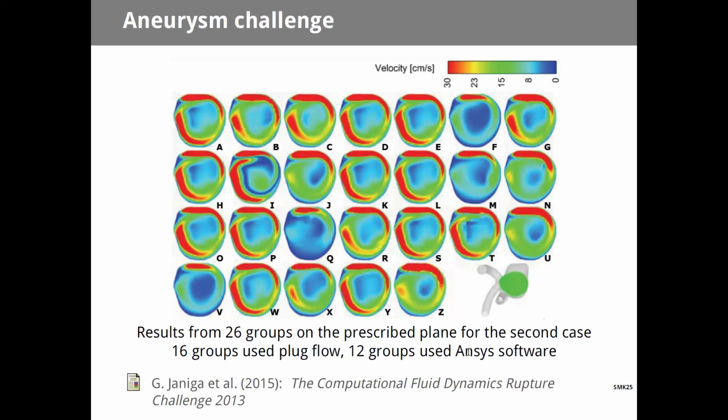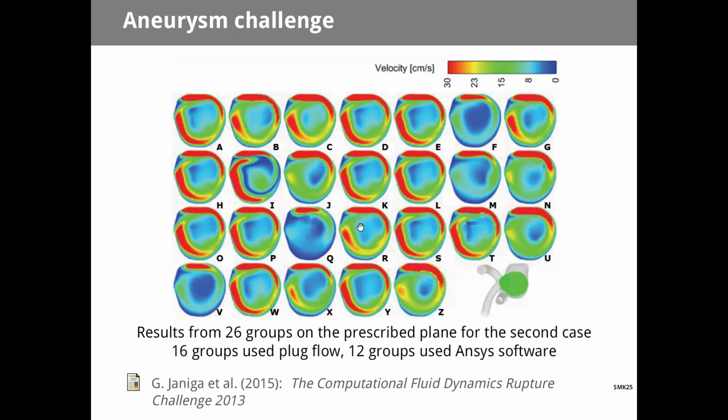Just to illustrate some problems, some time ago, it's already a long time ago, there was a challenge. There were 26 groups given a geometry of an aneurysm with some boundary conditions in terms of, let's say, fluxes, and everyone was asked to compute the flow and get the velocity at some cross-section inside the aneurysm. These answers were collected and compared, and here you can see the result.